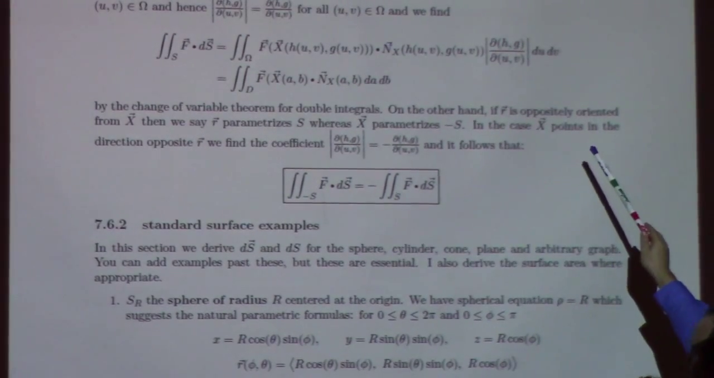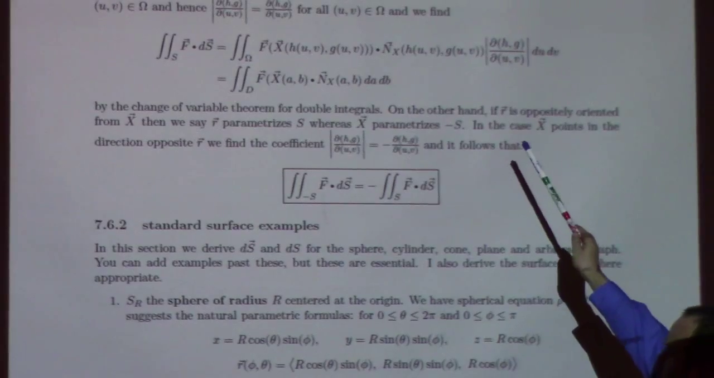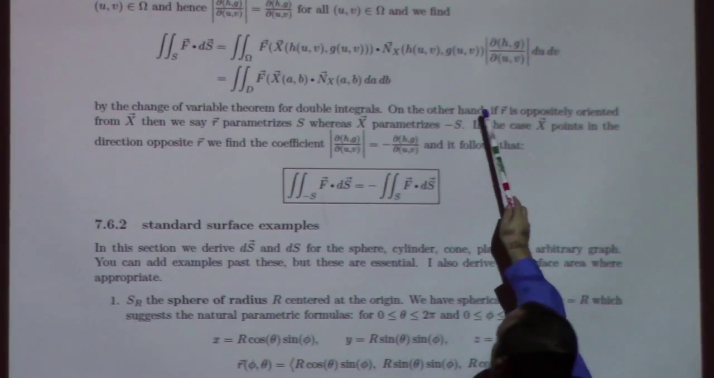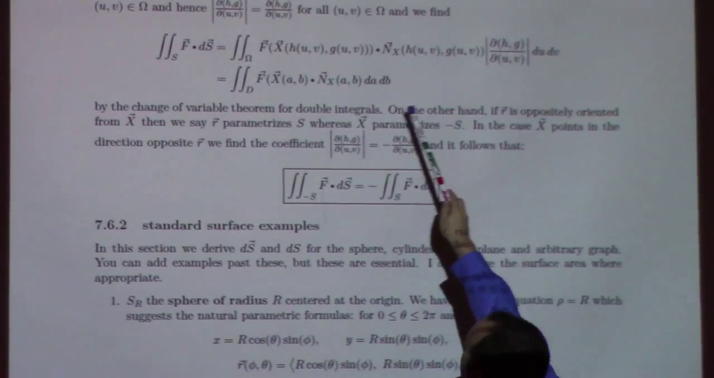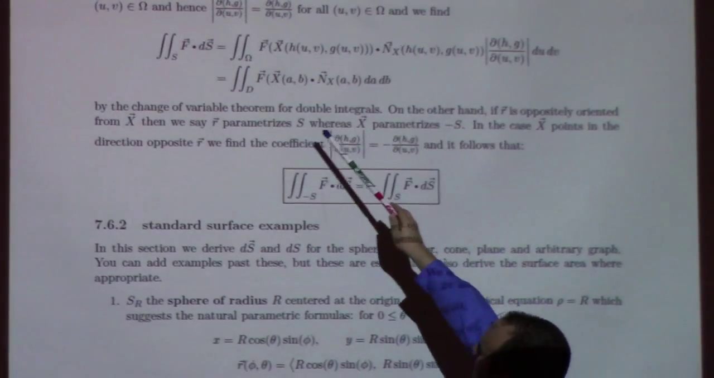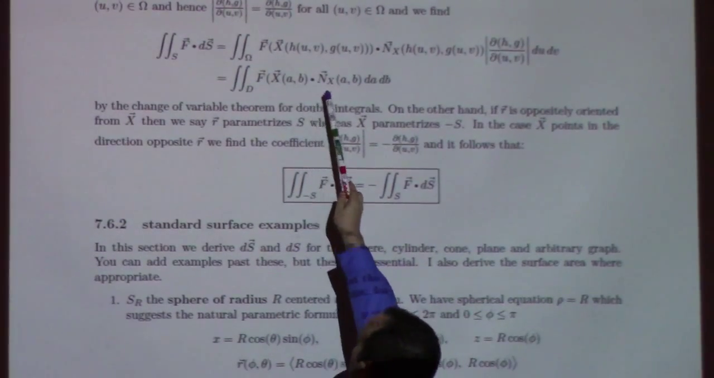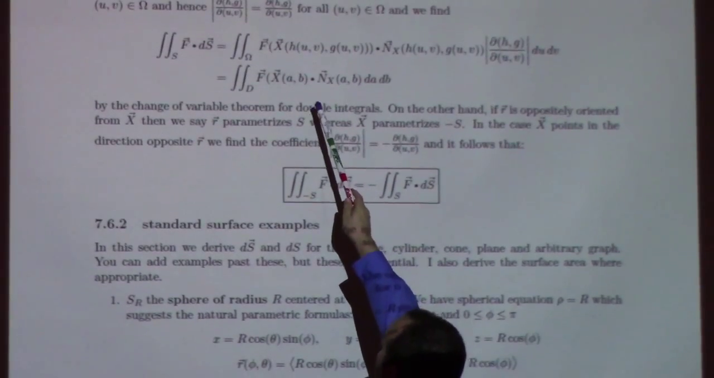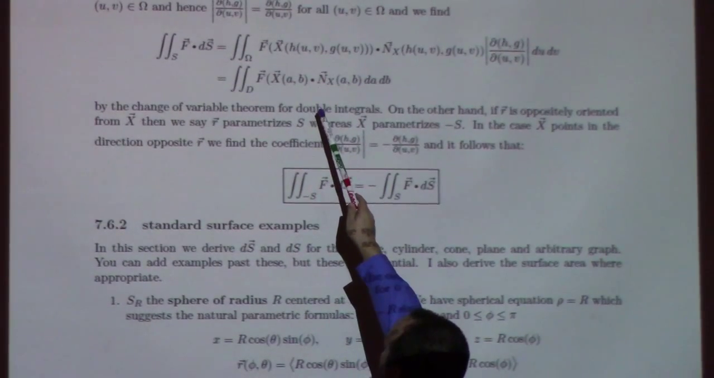goodness gracious, sorry. Oh, stars. Anyway, so getting back to the point. If I write the flux in terms of, oh, goodness gracious, I'm getting sick.